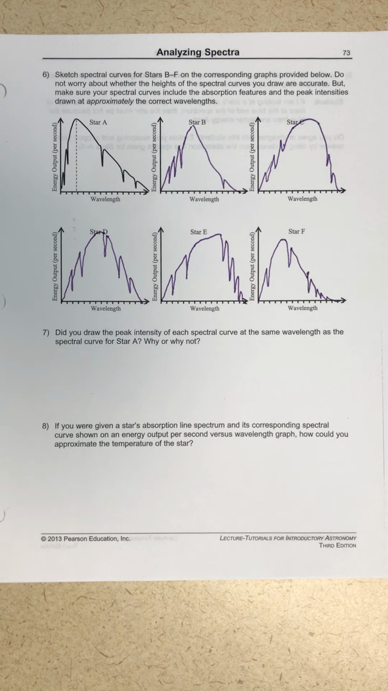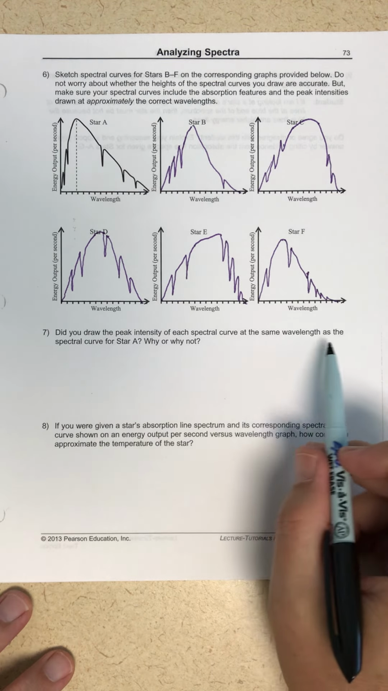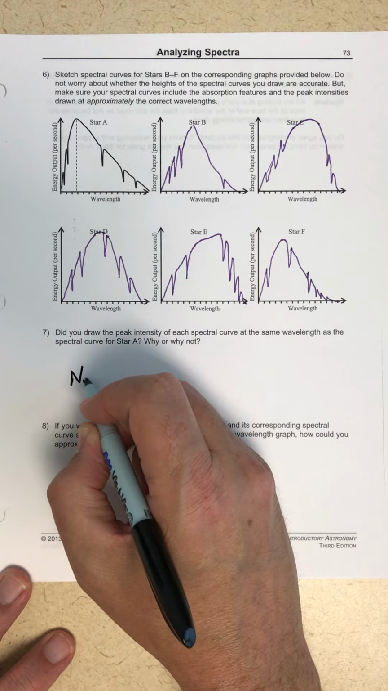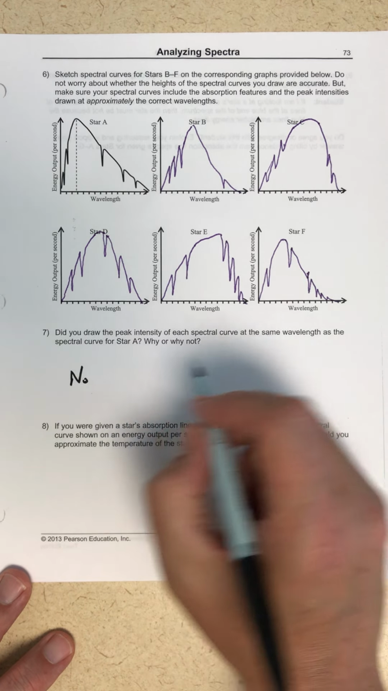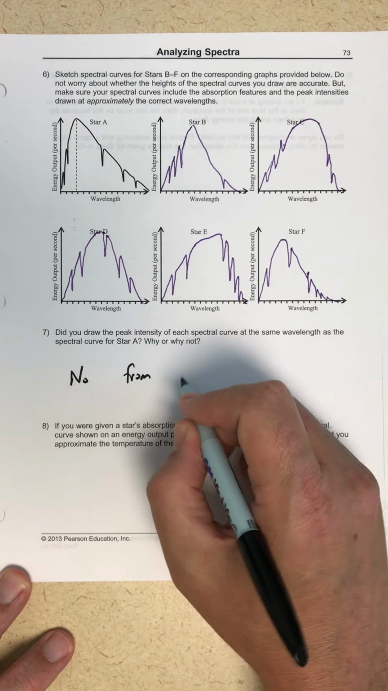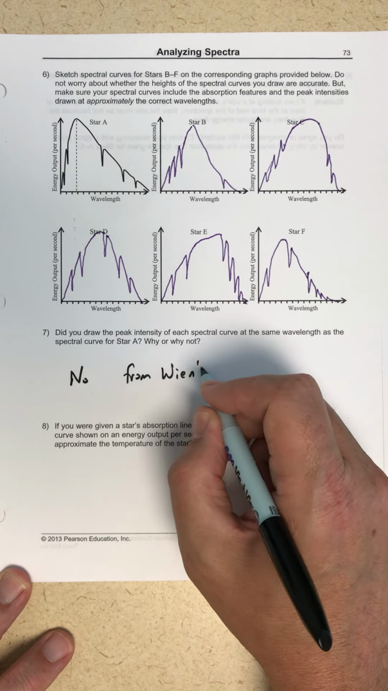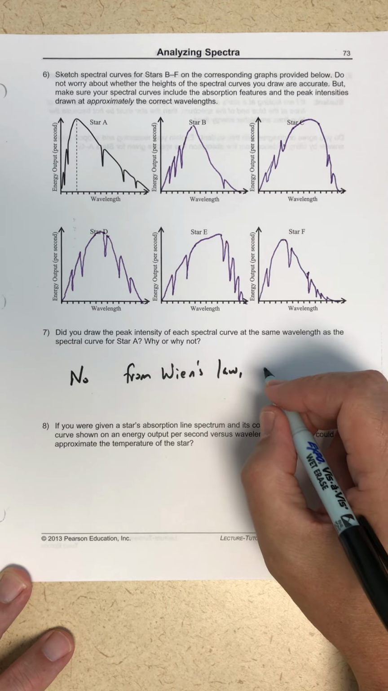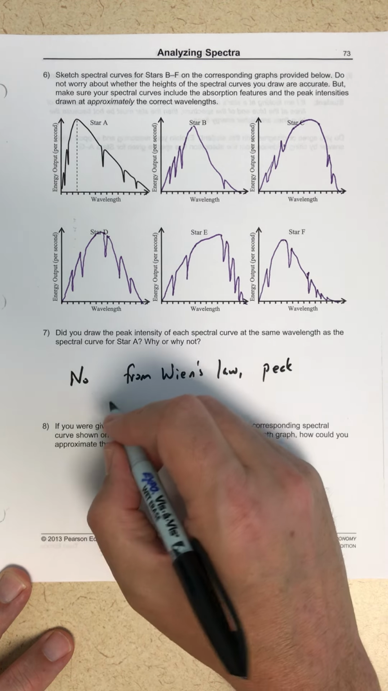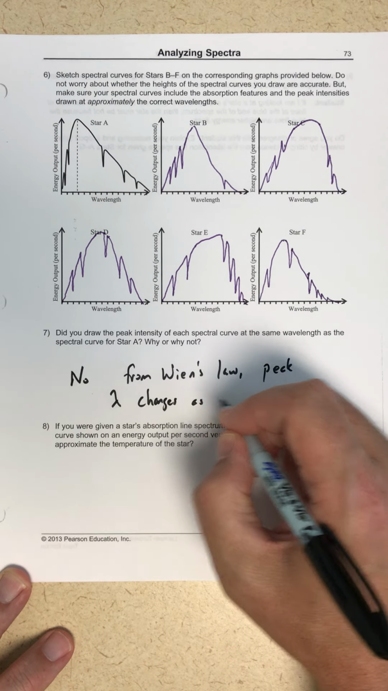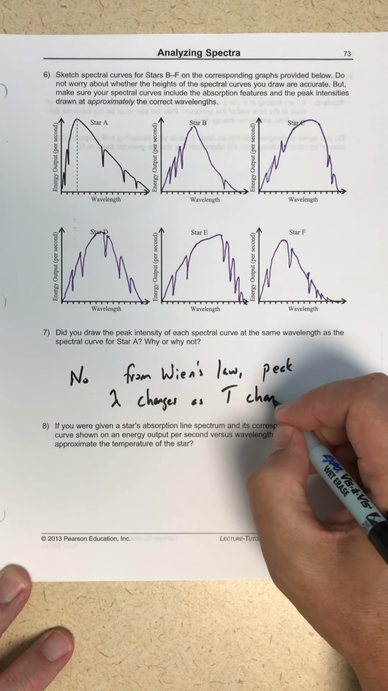Did you draw the peak intensity of each spectral curve at the same wavelength as the spectral curve for star A? No. At least I tried not to do that, and I can't. Because of Wien's law, peak wavelength changes as the temperature changes.